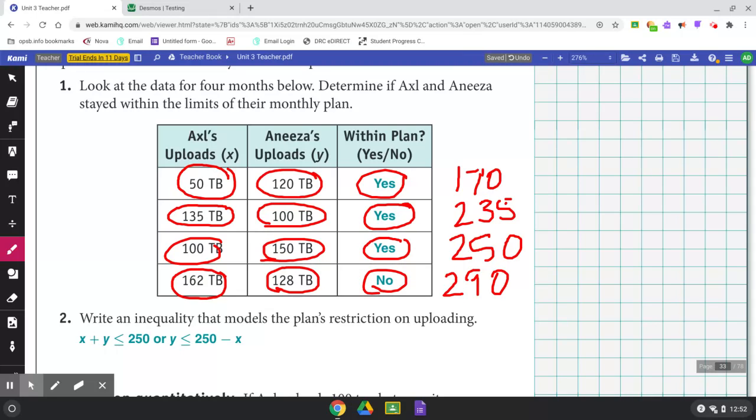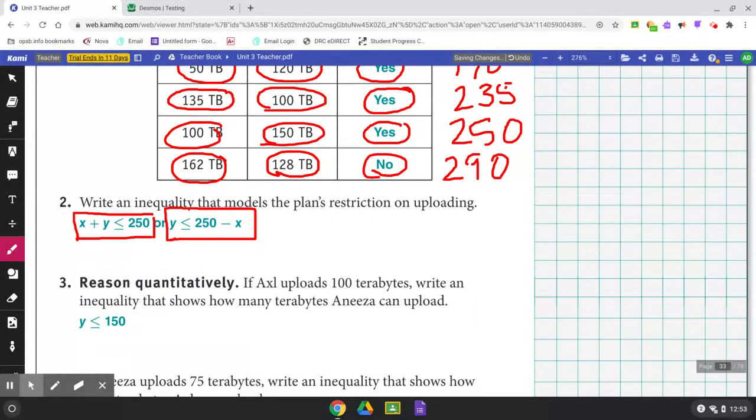So what we did is we added X and Y, X plus Y, and we determined if X and Y is less than or equal to 250 terabytes. So the inequality is X plus Y less than or equal to 250. Now, if you solve that inequality for Y and you subtract X from both sides, you'll get that Y is less than or equal to 250 minus X. That's just by simply subtracting X from both sides, and the X's would eliminate.